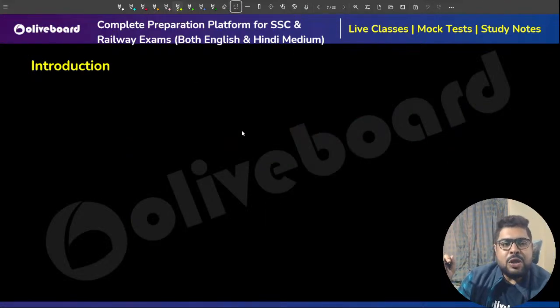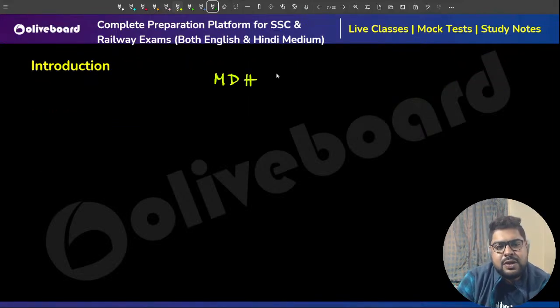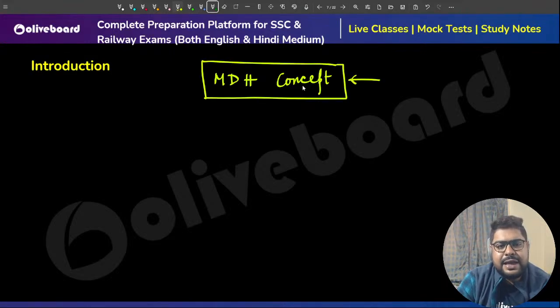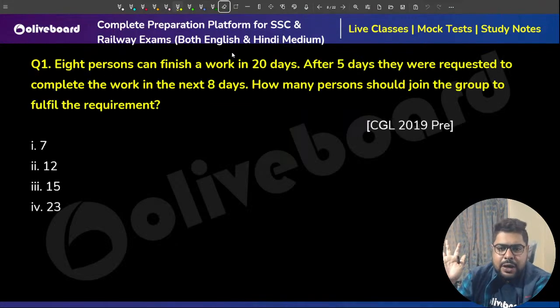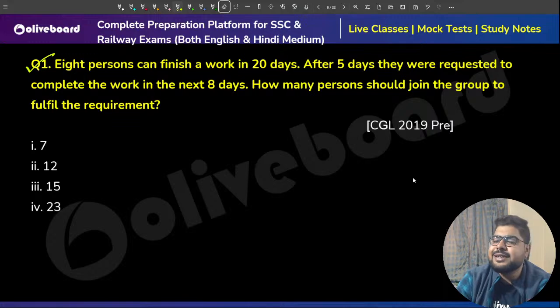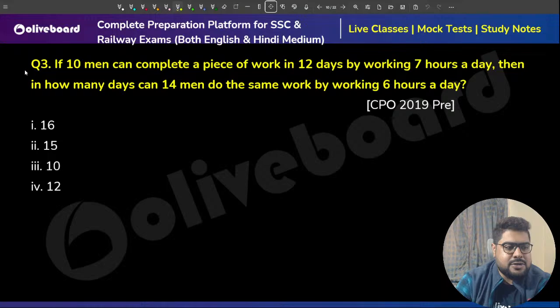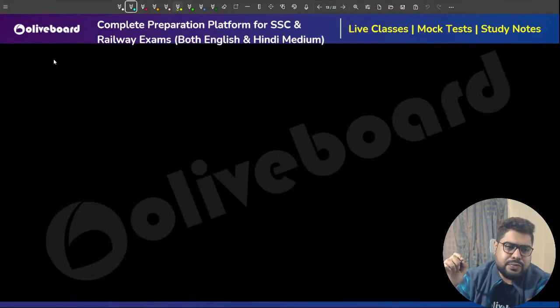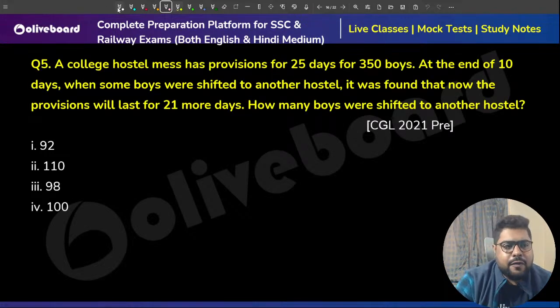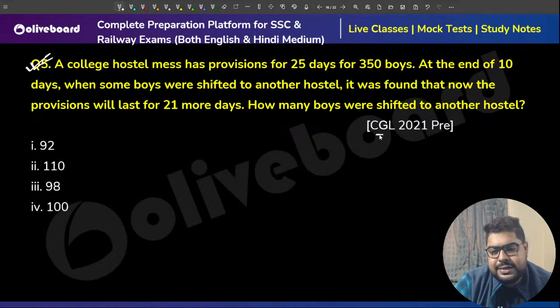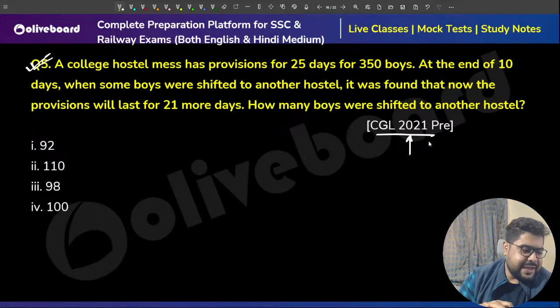Chalo. Now, we have done a few things. We have started with the MDH concept, as I told you guys. I explained this yesterday only. The very basic stuff of the MDH concept we have understood. We have done a couple of questions also. These 3 questions we had done yesterday. We will build on these questions, and we'll do one more question from this particular concept that was asked in CGL 2021 pre.